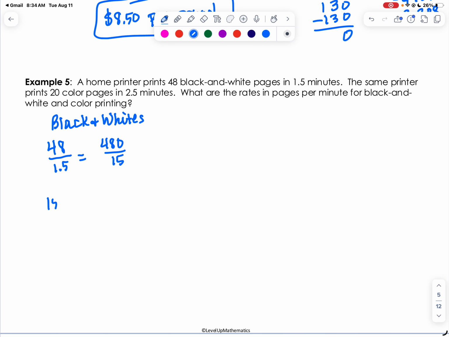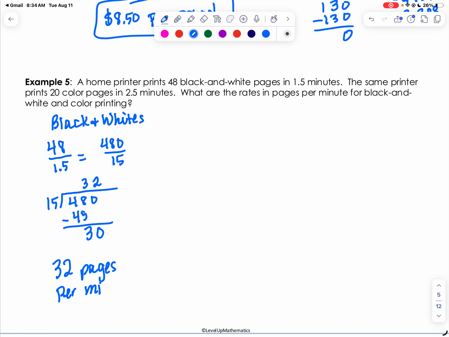So we want to know how many times will 15 go into 480. So 15 goes into 48 3 times. 3 times 15 is 45. Why did I write 44? 45. Subtract and bring down. 15 goes into 30 2 times. So the black and white is 32 pages per minute. I'll just abbreviate minute.